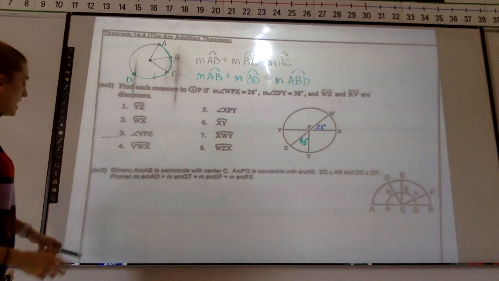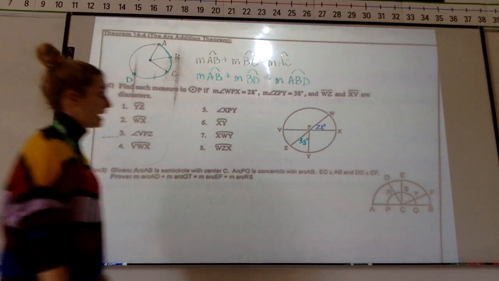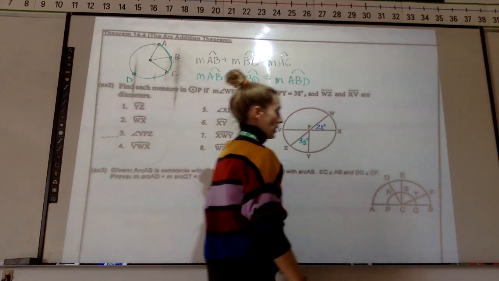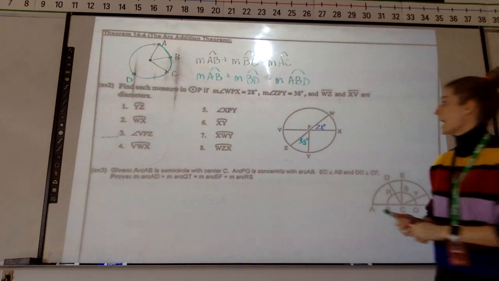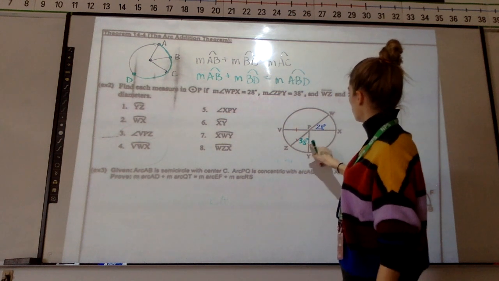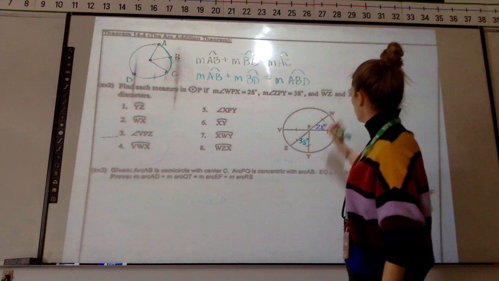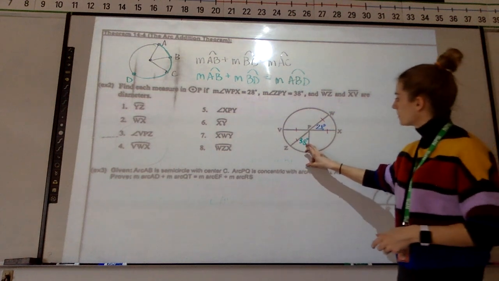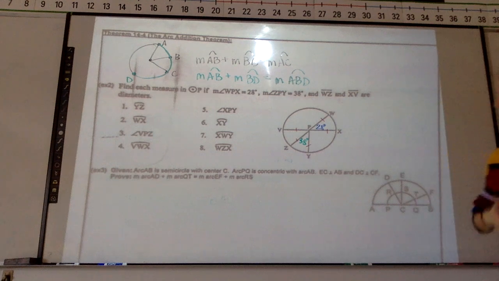And we know WZ and XV are diameters. Okay, so WZ is a diameter and XV is a diameter, which implies that we have a bunch of radii. So we've got 1, 2, 3. Actually, we don't know that. Or do we? No, we know that. We got a bunch of radii here. Okay. So let's see what we're asked to find.